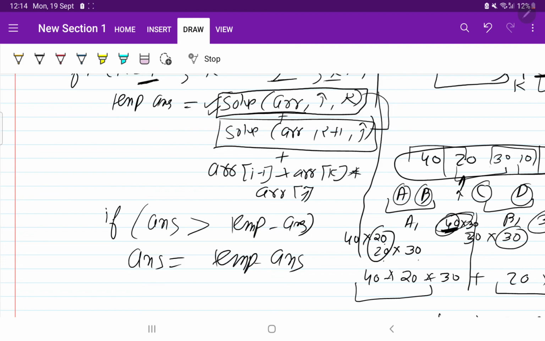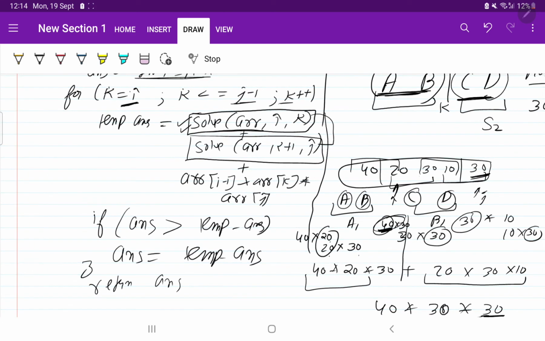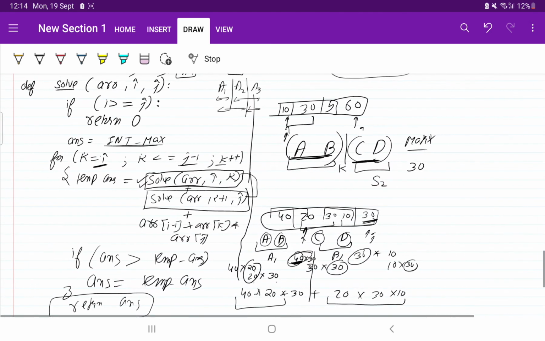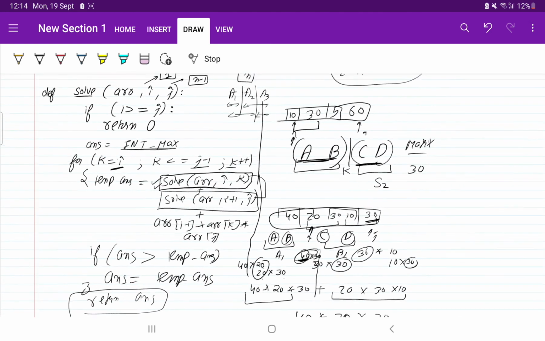Okay, so like this we will always update our answer, and at the end what we are going to do, we are going to return the answer. This answer, this is outside the for loop. Okay, this condition will be inside for loop, and then at the end we are going to return the answer. So these were some steps to solve the MCM problem with the recursive approach.